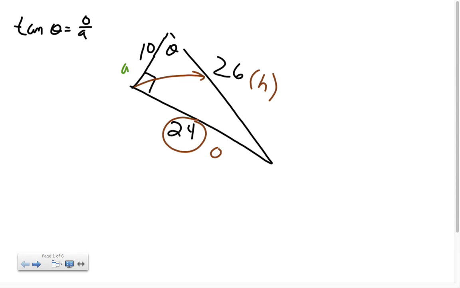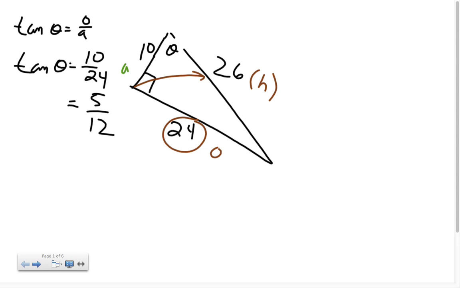So tan of theta is 10 over 24. Of course, we're supposed to reduce this fraction. The lowest term is 5 over 12.